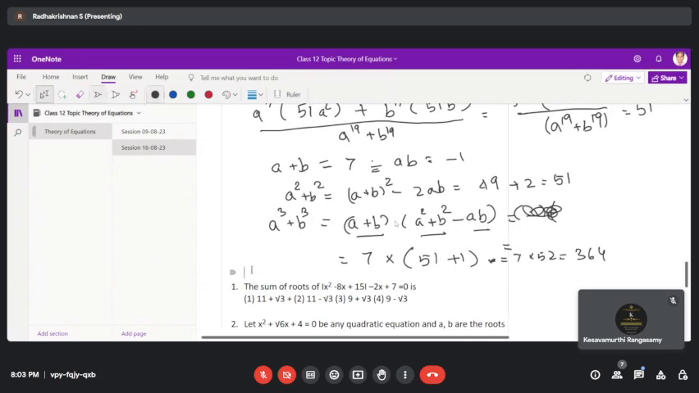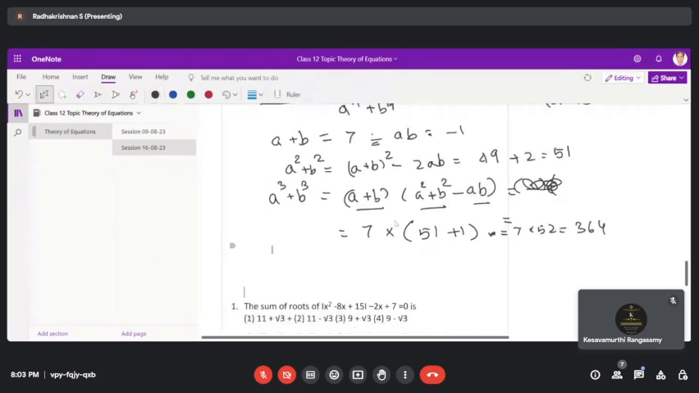So a power 4 plus b power 4 also you can determine in the same way. So a power 4 plus b power 4 will be a square plus b square whole square minus 2a square b square. Yeah. So through identities, now we know the value of a square plus b square. We know the value of a square b square because ab the whole square is a square b square. So we can determine a power 4 plus b power 4.